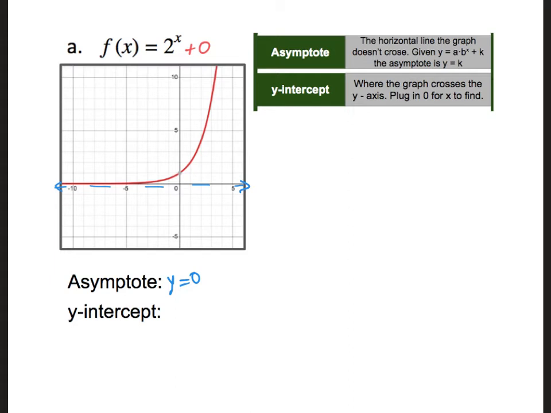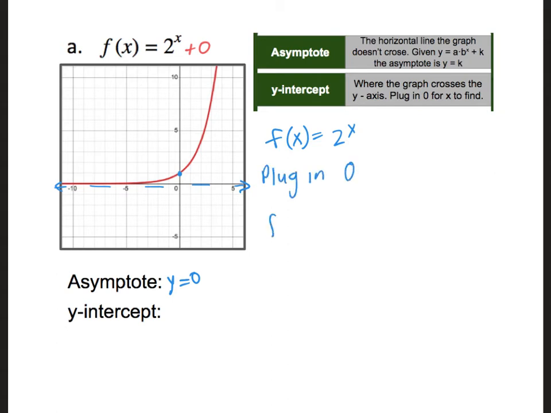For my y-intercept, you have kind of two options. You can either look at your graph. This one looks like it has a nice answer at 1. Or you could plug in 0 for x. So let's look at my equation. We have f of x equals 2 to the power of x. So we're going to plug in 0.